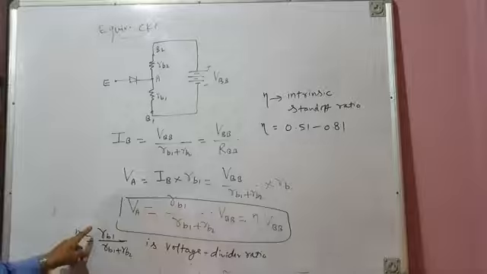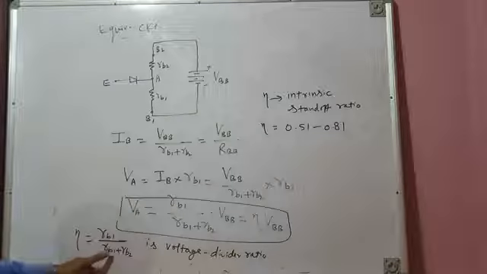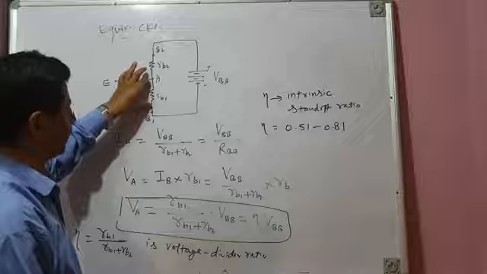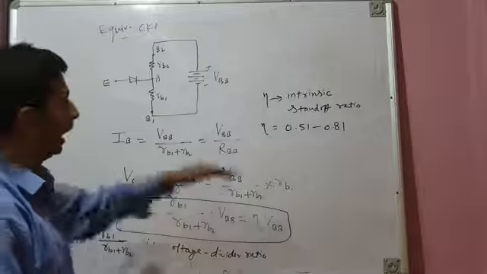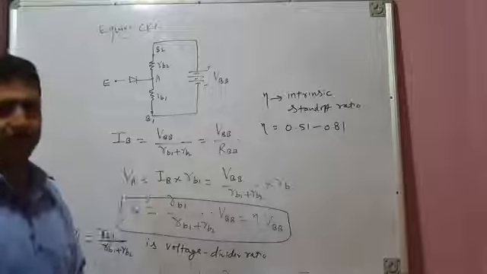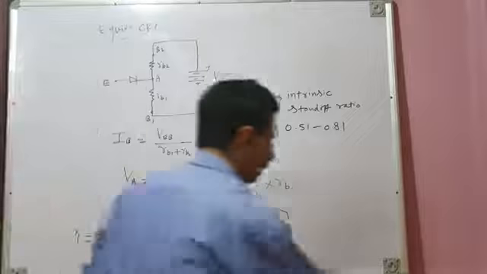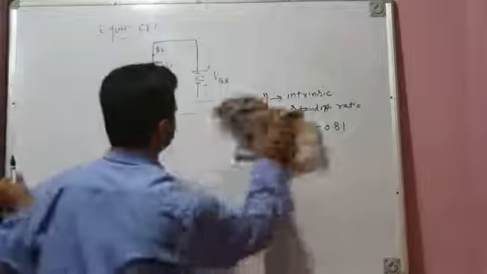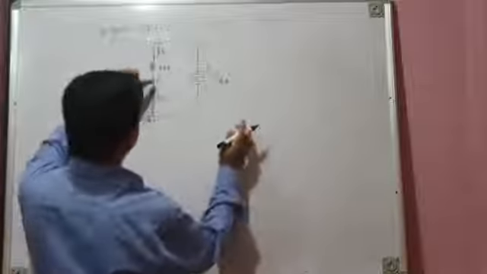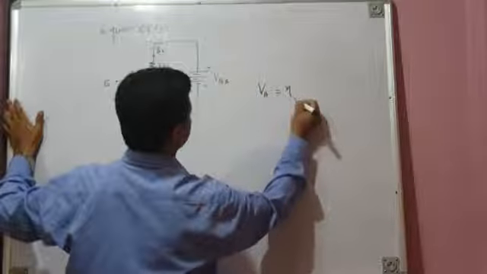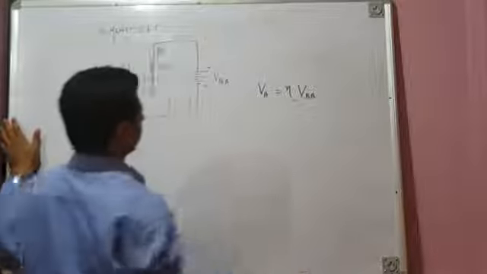What is basically this intrinsic standoff ratio? It is RB1 divided by RB1 plus RB2, or RB1 divided by RBB. It's a voltage divider ratio, and it determines how much voltage will appear across this internal resistance RB1. The higher this ratio, the more will be the voltage drop here. The smaller this ratio, the smaller will be the voltage across resistance RB1. So we can say that the voltage at this point, or voltage across this resistance RB1, VA is equal to eta VBB.